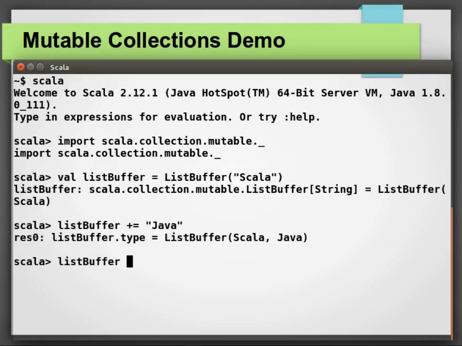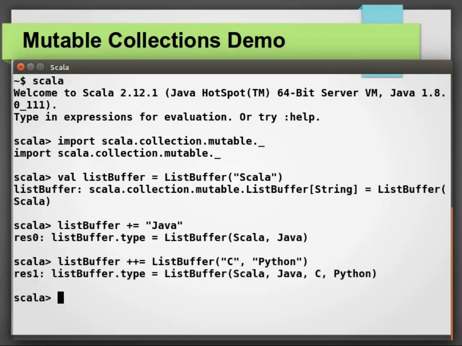Next is to add a list of languages to our list buffer. You can use plus plus equal to operator to add new elements to our existing list buffer. I will add C and Python to our list of popular programming languages. As I have said earlier, these methods are common across all the mutable collections. You can try plus equal to and plus plus equal to operator on mutable map on your own.